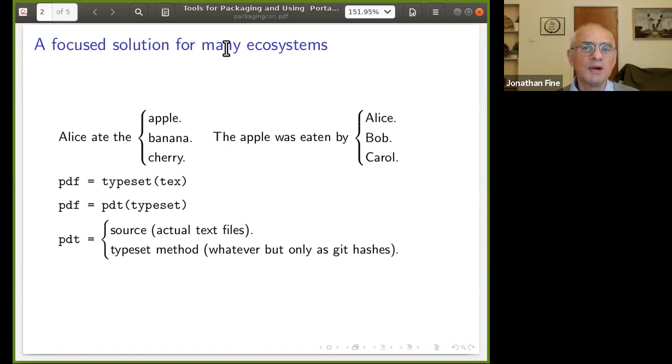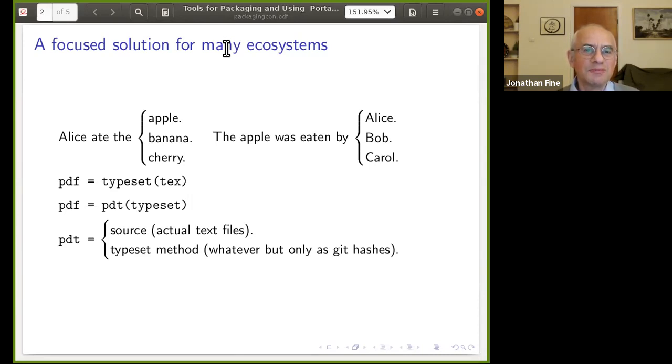Now, the normal way of dealing with TeX and a lot of other systems is PDF is typeset from the TeX source. So we have a function called typeset whose input is TeX and whose output is PDF. Well, with portable TeX documents, we do it the other way around. So the PDF is obtained by having a portable TeX document, which takes as an argument the thing that does the typesetting. So instead of Alice ate the apple, the apple was eaten by Alice.